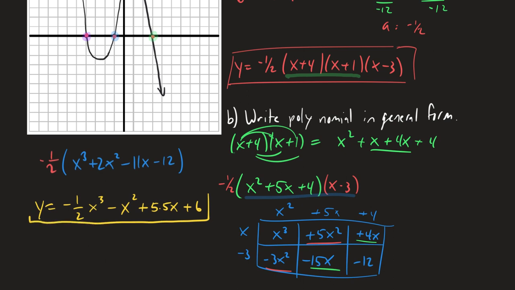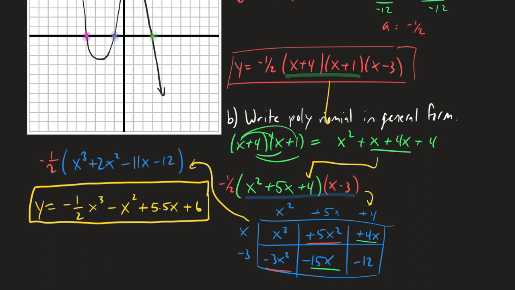So there's my equation in general form. So I went from here to here, brought that over here, brought these two down here, brought that over here, and then brought that down there. So kind of sneaked around a little bit there. All right, let's look at the next one.